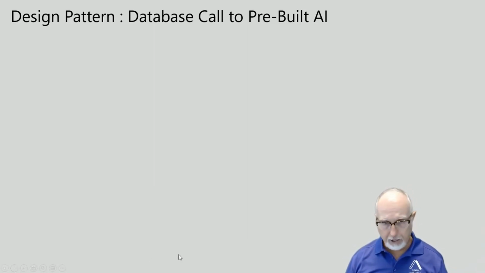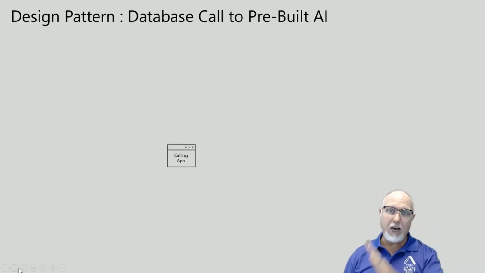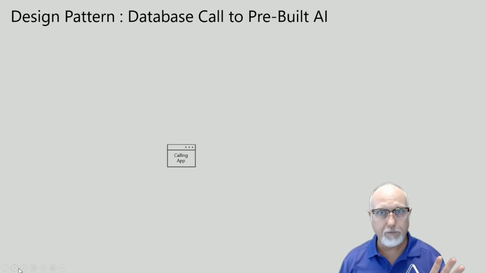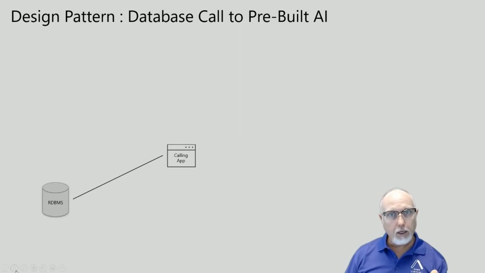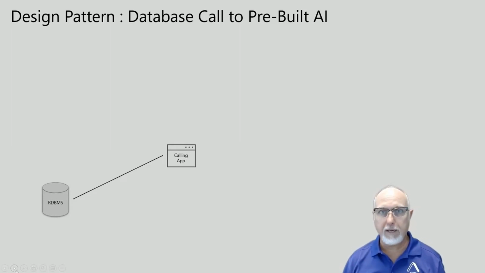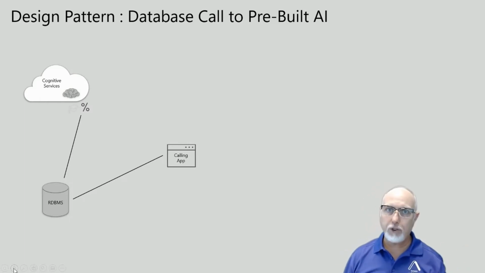All right, here we go. Let's take a look at how this works. First of all, we're going to start at the other end. So we start at the back end first time. We're going to start at the calling application, and here's what it does. It's going to call to the database. This should look very familiar because this should be just about every application you have if you're using SQL Server. Now what I can do is inside SQL Server, I'm able through various methods to make a call out to cognitive services for the scoring.